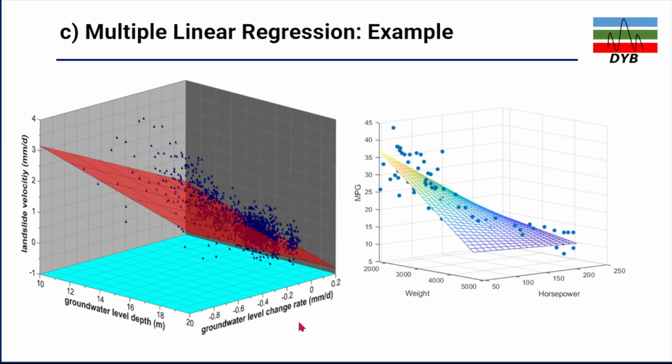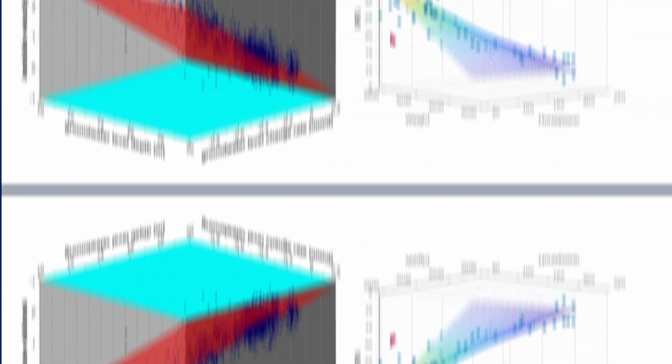Let's say we have one example from groundwater level change, and also the ground level depth. What is the depth, what is the water level change, and also the land velocity. So we have three components. Then we plot it in this form. You have the data points and you find the regression line on that. Similarly, here is another example with horsepower, weight, and MPG. If you have multiple data points, then you can pass through them a linear regression, a multiple linear regression.